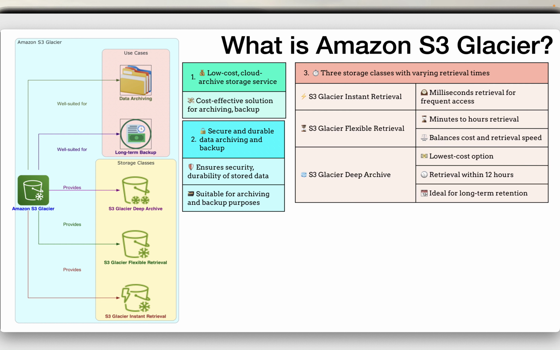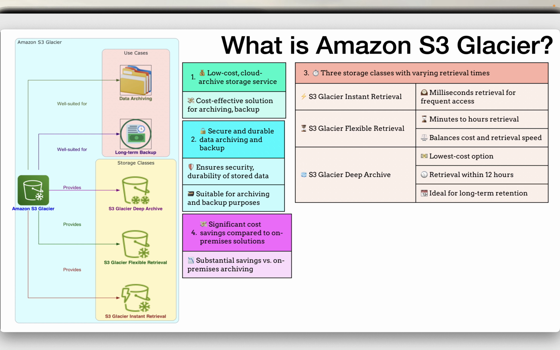There are three storage classes with varying retrieval times. First one, S3 Glacier Instant Retrieval. This provides milliseconds retrieval time for frequently accessed archived data. Then you have S3 Glacier Flexible Retrieval. This offers retrieval times ranging from minutes to hours, which balances cost and retrieval speeds. Then finally you have S3 Glacier Deep Archive. This is the lowest cost option with retrieval times within 12 hours, ideal for long-term retention.